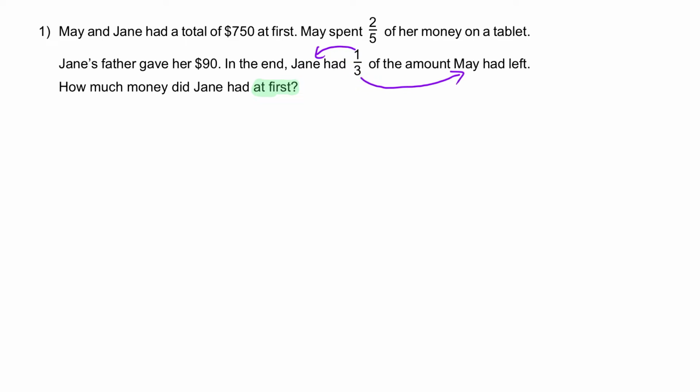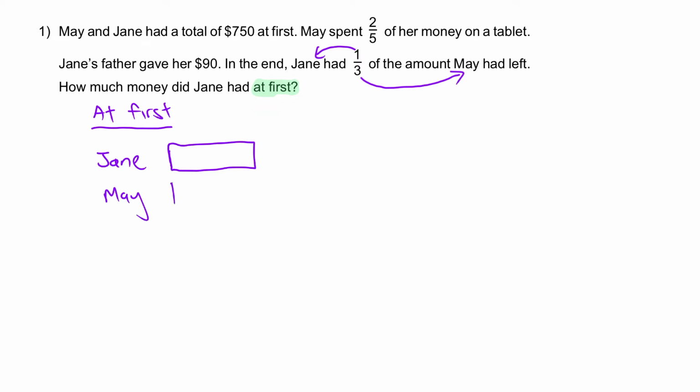Let's draw. We're going to draw it backwards. So at the end of our model drawing, we should arrive at a model which represents what they have at first. Hence, the last information will be Jane. Jane will be 1 unit, let's say this is the 1 unit. And May will be 3 times of that. So roughly 3 times, it's somewhat like this. Okay, I'm done with this.